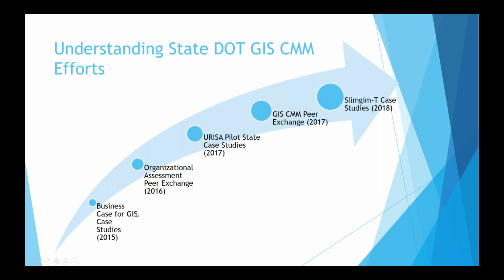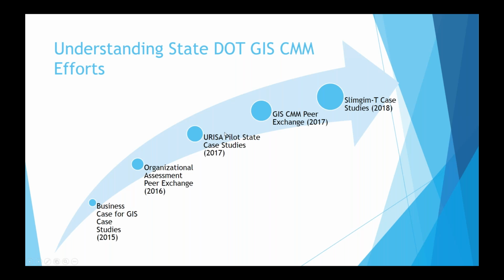Did they do return on investment studies? Did they do benefit cost ratio analysis? Those types of things. And from that, we learned that perhaps there's something that can be done at the organizational agency level. So we did a peer exchange in 2016 that looked at different organizational assessment techniques. Out of that, we learned about ERISA's GIS capability maturity model. From that peer exchange, we had some states pilot the ERISA GIS maturity model, and we put that together in a case study report in early 2017.